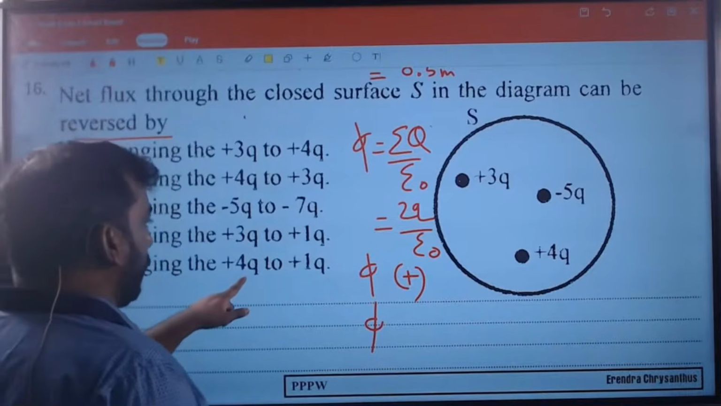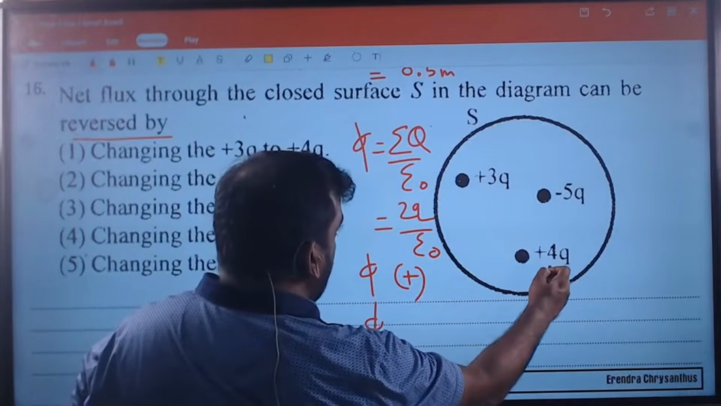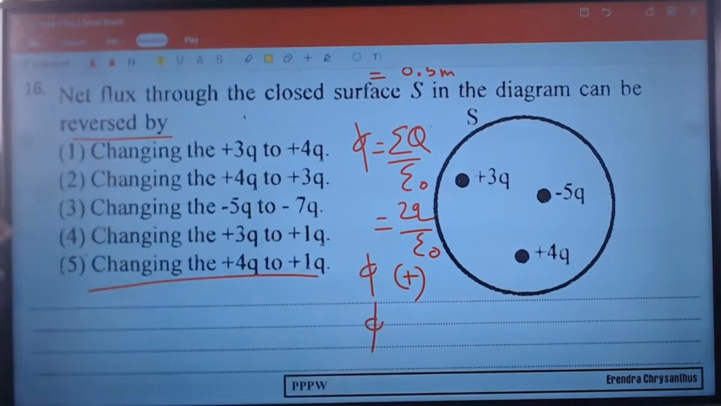So what if I make it 4q minus 5q minus 1q? This is the correct one. Changing 4q to 1q. Okay? 4q to 1q.